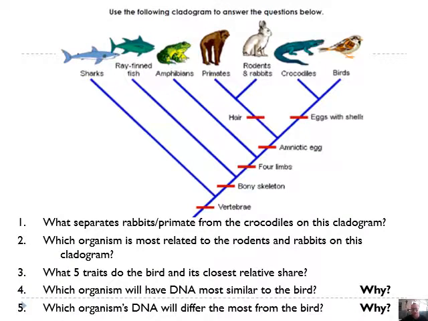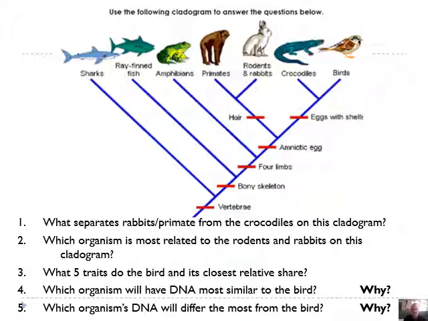Okay, so here is another one for you to practice. I'm not going to do this. I want you guys to do this by yourself. So what separates the rabbit or primate from the crocodiles on this cladogram? Have a look at the rabbits and primate from the crocodiles, and what is the one main thing that splits that whole chunk from the other chunk? Which organism is most related to rodents and rabbits? So what is the one group of individuals that is closest, that still is from the same node?